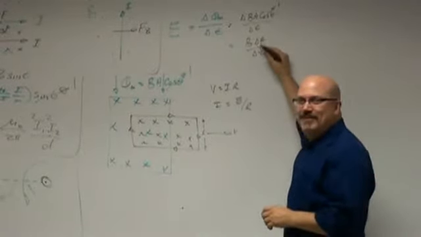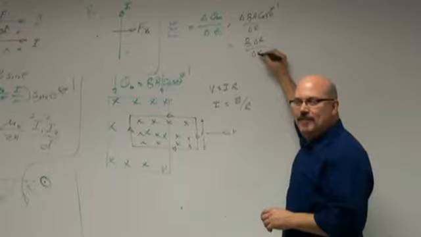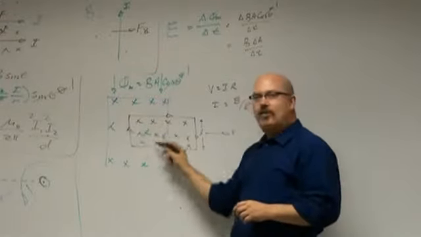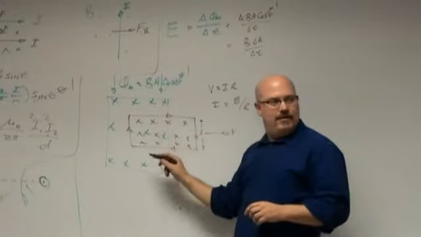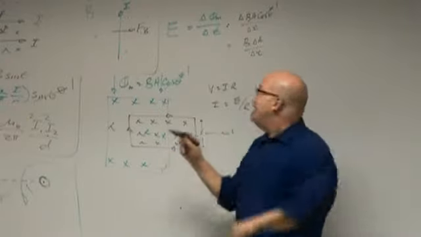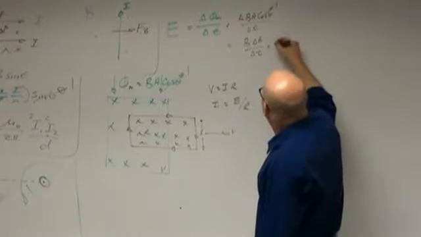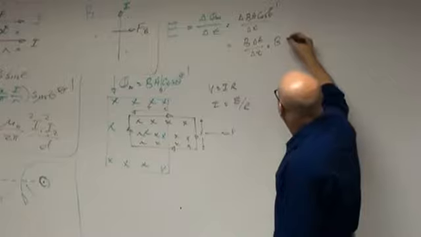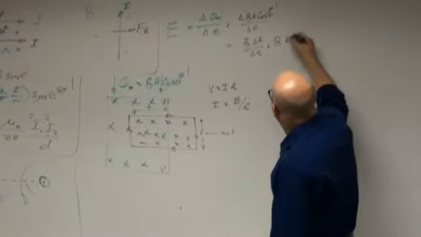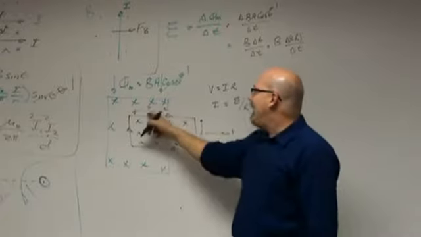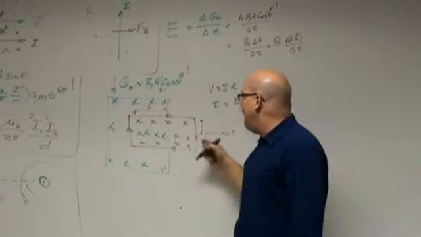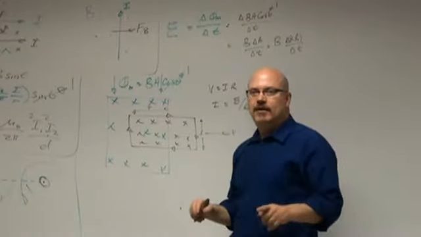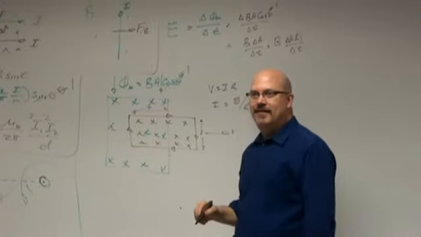B delta A over delta t. How do we find out the area of this loop? It's only the area that's right here. It's a velocity times a length. It's B, and I'm going to call this X. B delta X L over time. Everybody see that I have an X and I have an L? That X times L is my area here. Which one's changing with time, X or L? X.